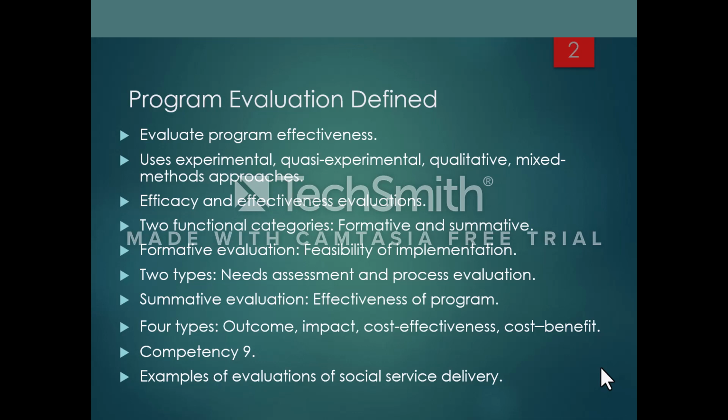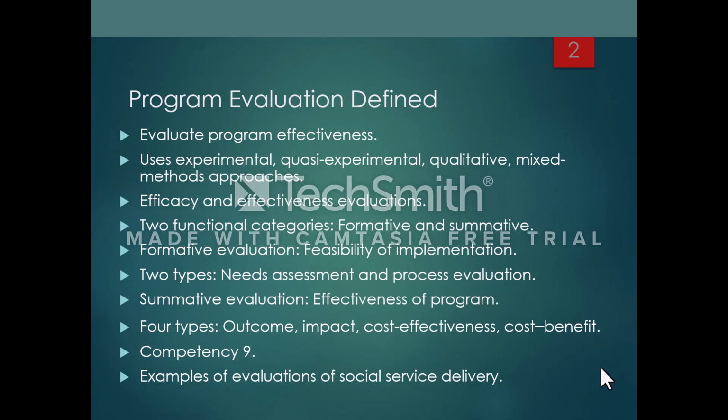Summative evaluation is also known as outcome evaluation, and this is used to evaluate effectiveness of a program. There are four types of summative evaluation: outcome evaluation, impact, cost effectiveness, and cost benefit evaluation. With the outcome evaluation, it determines if the program met short term goals. So you would use this type of evaluation to evaluate whether the program met those short term goals.